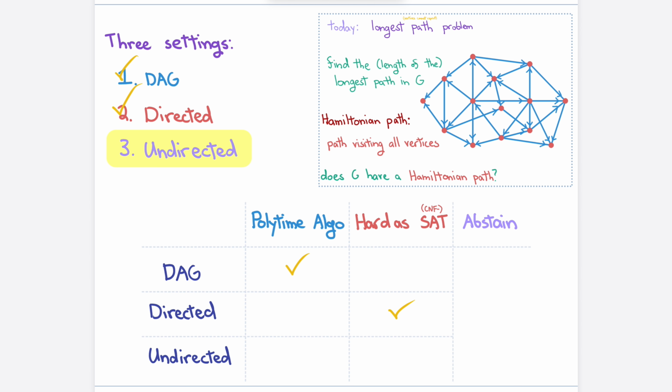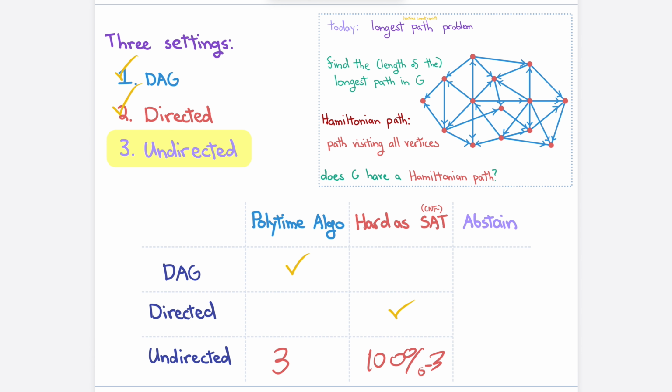So maybe I'll force you all to vote again. Last time it was 20% undirected, 80% directed. Let's see if the vote changes at all. Does anyone think we can get a polynomial time algorithm for undirected? Oh, it went down. Okay, 3. And does that mean the rest of you think it'll be hard? Okay, so now most of you are even more willing to believe it's going to turn out to be hard.